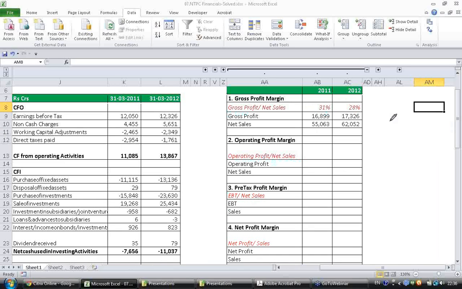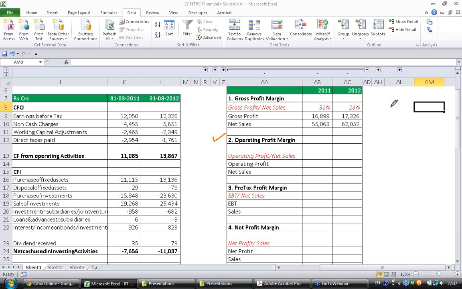The next ratio we are going to see is operating profit margin. Similar to gross profit margin, this is also calculated on a base of sales. So operating profit implies, after paying for all the operating expenses, which include cost of goods sold, other operating expenses, and depreciation and amortization, what proportion of sales is being saved by the company.